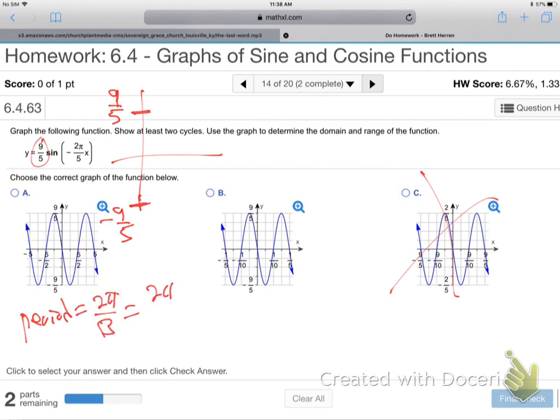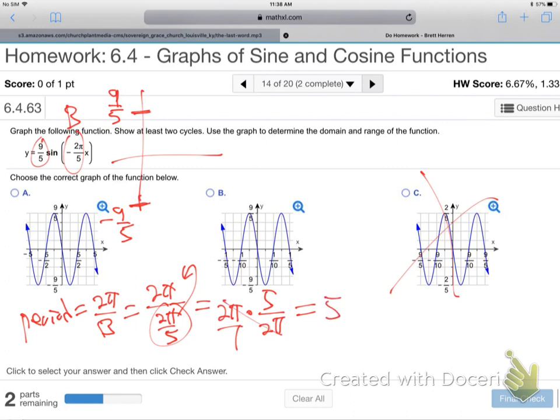So 2 pi over b. So 2 pi over, and what's b? B's right there is 2. And you don't need to worry about the negative. That doesn't matter. 2 pi over b. Grab that, flip it up. 2 pi times 5 over 2 pi. Good so far. Flip it up there, put this over 1, cancel. That's just 5. So the period is 5. So that means between 0 and 5.